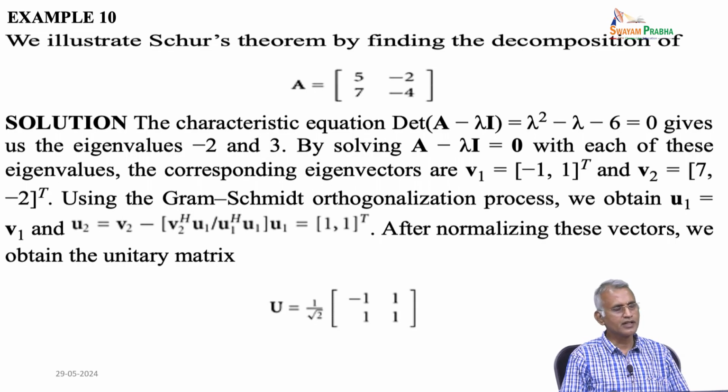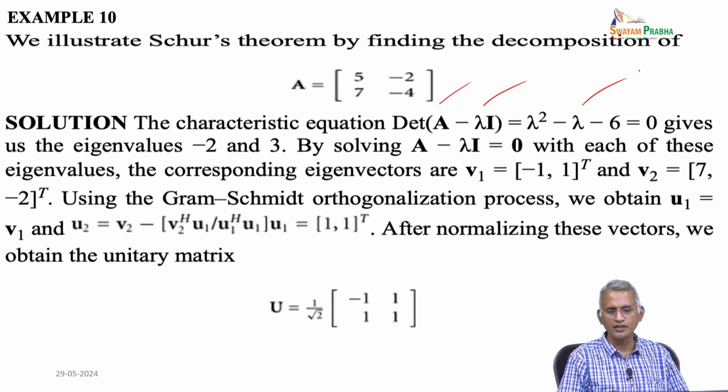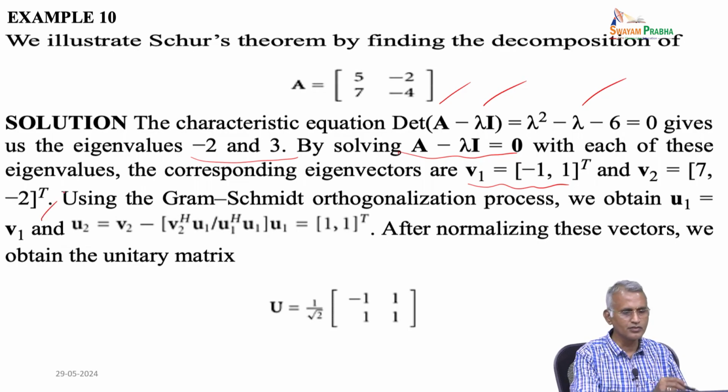So, we illustrate the Schur decomposition with an example of 2 cross 2. A equal to 5 minus 2, 7 minus 4, find the eigenvalues. So, A minus lambda I, find the determinant. After the determinant, we have the characteristic equation lambda square minus lambda minus 6 equal to 0, and factoring it, lambda equal to minus 2 and 3 are the roots. If A minus lambda I times V equal to 0, then the corresponding eigenvectors are V1 equal to minus 1 and 1, and V2 is 7 comma minus 2.